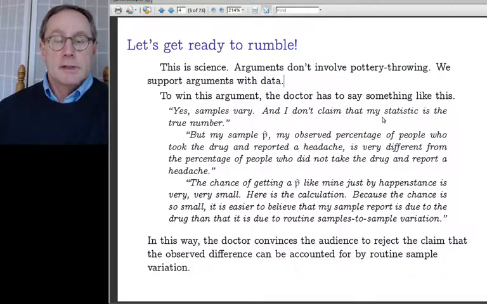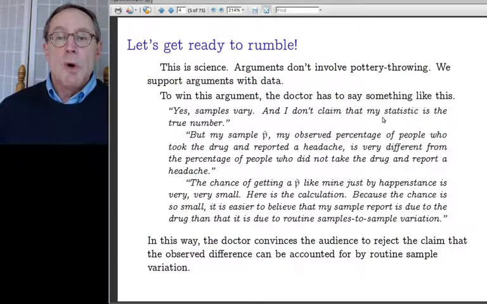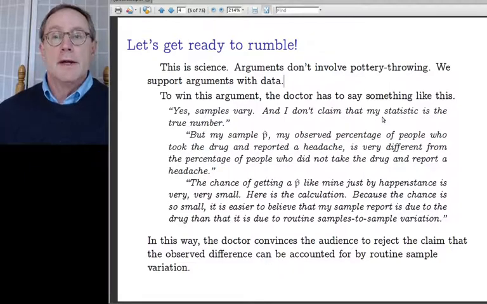And then the doctor has to produce the calculation. Because the chance is so small, it's easier to believe my report is due to the drug than it is to believe it's due to routine sample variation. Okay, so that's how the argument has to go. So the actual instances of those arguments as we move through this section are all variants on exactly what was said. What you see is that the doctor here is arguing against the possibility that it's routine sample to sample variation. So routine sample to sample variation is kind of the default, and the doctor has to say, no, my experiment makes it very hard to believe that.